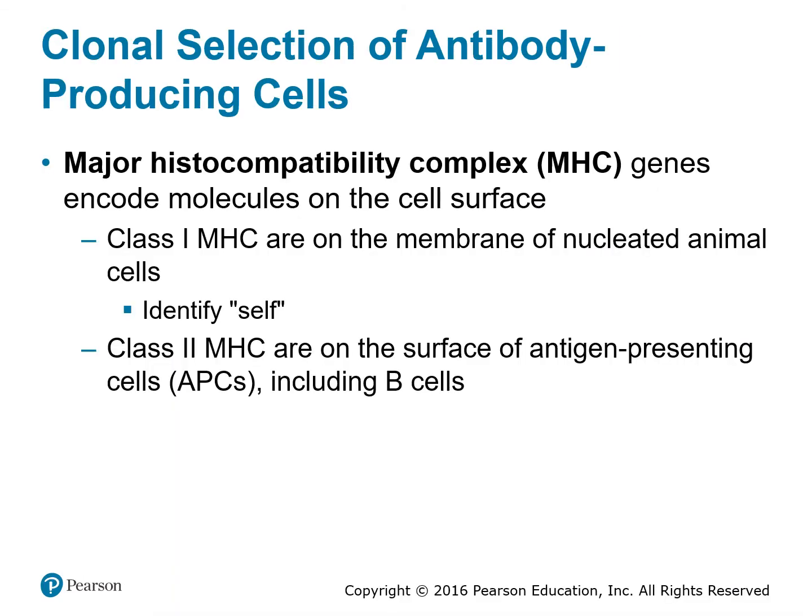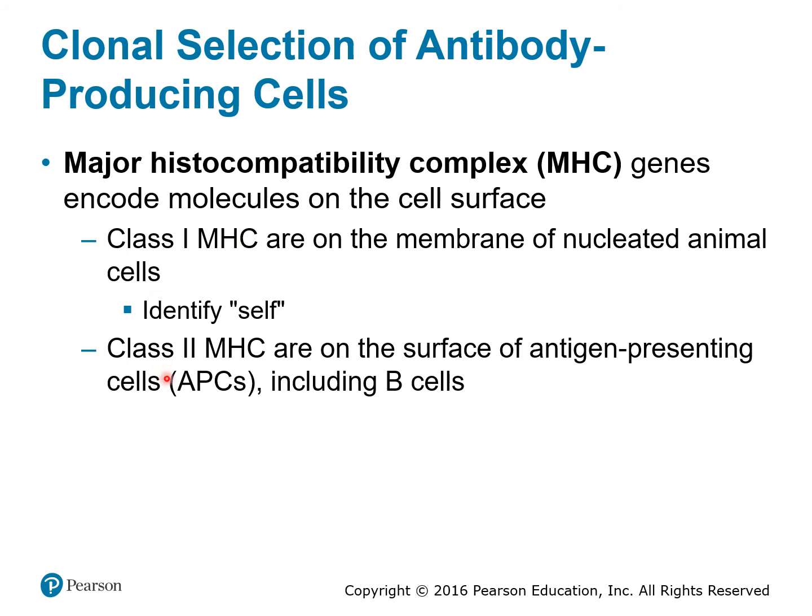Now, on the surface of your cells, there are receptors known as MHC receptors, which stands for Major Histocompatibility Complex. We actually have two types or two groups of these receptors: class 1 MHC and class 2 MHC. Class 1 receptors are found on all of your cells that have a nucleus. So any cell in your body that has a nucleus will have this receptor on its surface.